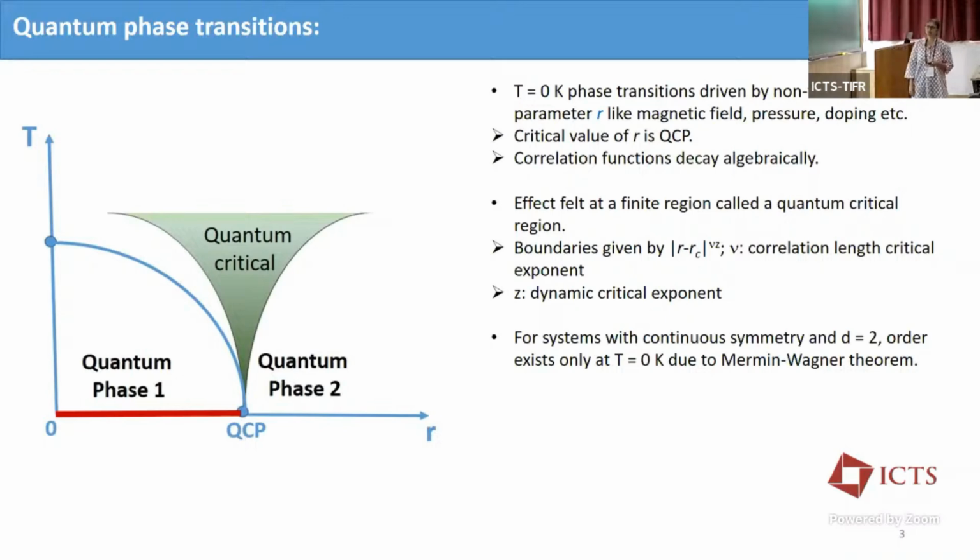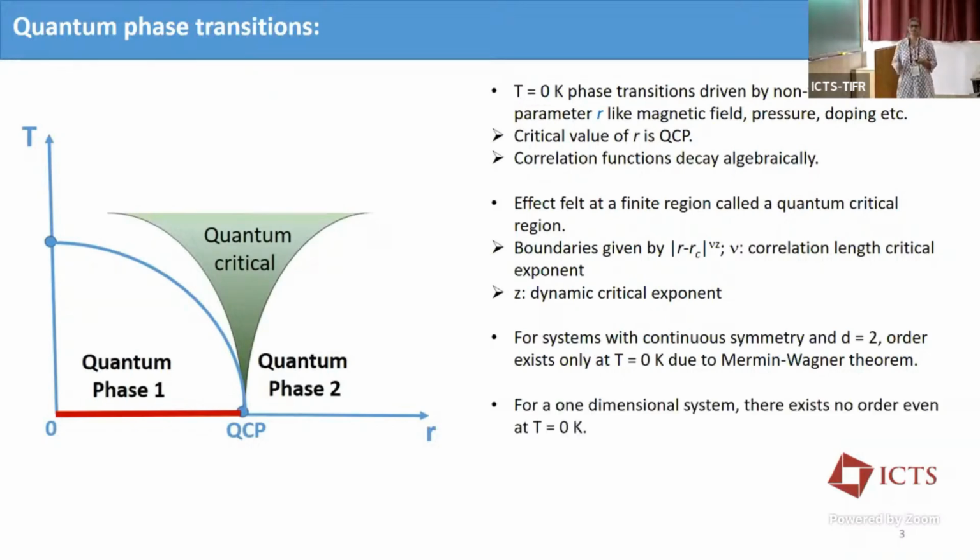you know that because of Mermin-Wagner's theorem, there is no finite temperature phase transition. So the phase transition happens only at t equal to 0. However, if your system is a one-dimensional system, then there is no order even at t equal to 0. And such systems are described by Tomonaga-Luttinger liquids. Okay? So what I'm going to do now is introduce to you the concept of Tomonaga-Luttinger liquid before telling you about the realization of a Tomonaga-Luttinger liquid in an experimental system.